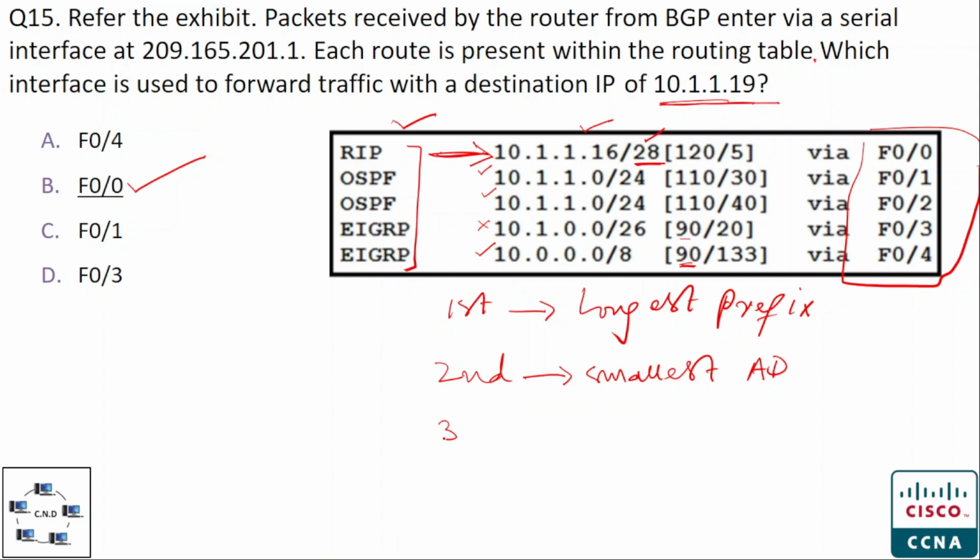And the third criteria. If there is a tie between these two, then the third one is smallest metric. So this number is basically the metric. So in this case, if all the routes were having the same prefixes, and let's suppose they were from the same routing protocol and their AD were the same, then we would have selected this route because it has the smallest metric. So I hope this is clear. This concept is very important, and you should remember this priority criteria for selecting the route.